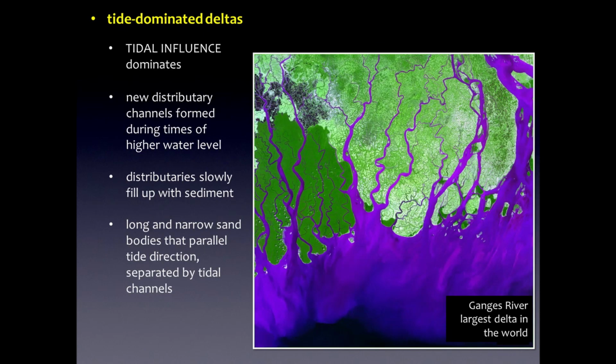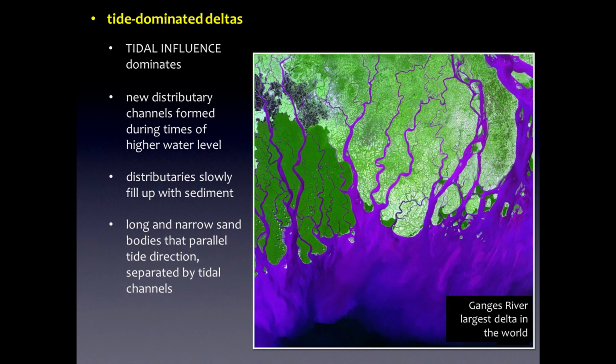Now, in contrast, here is a river that's dominated by tides, and this is an example of the Ganges River Delta, the largest delta in the world. A huge, vast population lives on the land created by this delta. So here we still have the river, the Ganges River, bringing sediment down into the delta, but the tidal influence dominates. So not a lot of reworking, reshaping of the delta by wave activity. It's basically tides that dominate.